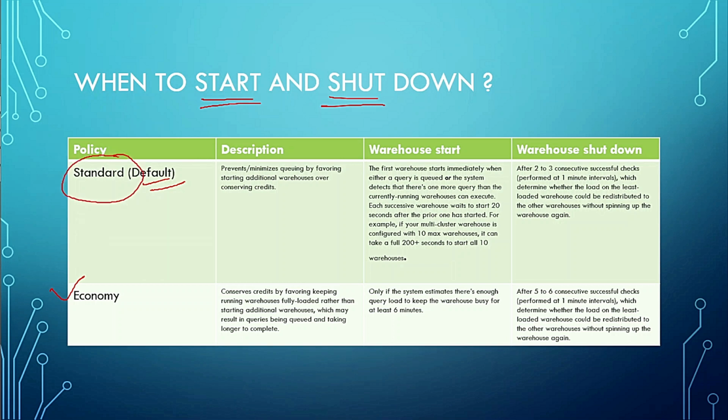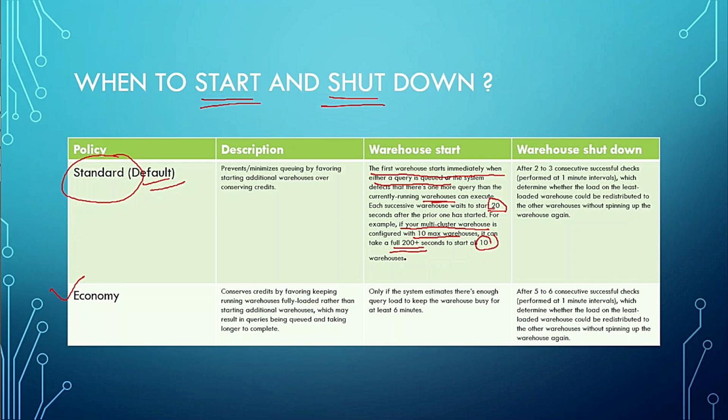Snowflake says the first warehouse starts immediately when either a query is queued or the system detects that there is one more query currently executing in the warehouse. Each successive warehouse waits to start 20 seconds after the prior one has started. For example, if you are using a multi-cluster warehouse configured with 10 max warehouses, it can take fully 200 plus seconds to start all 10 warehouses.